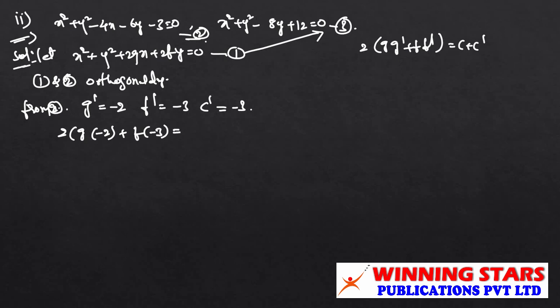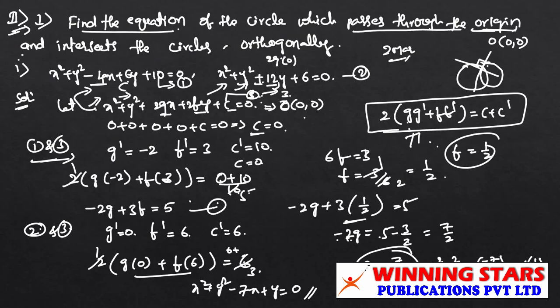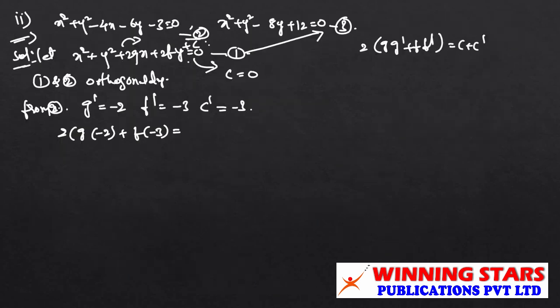C is equal to, first it goes through the origin, no? Origin means it will become c is equal to 0 in 2gx plus 2fy plus c equal to 0. So c is equal to 0 will come. The given equation is what we have taken, so it is orthogonal, no? It passes through the origin, that's why I took the origin. So c is equal to 0 here, where the c value is 0, plus c' is equal to minus 3.